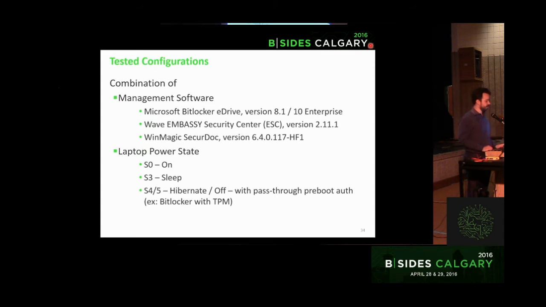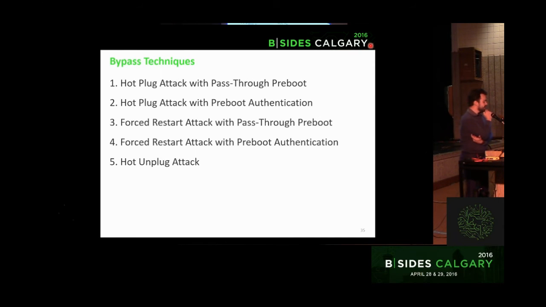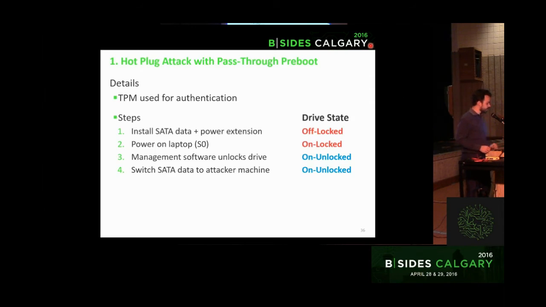And I tested on a couple of configurations. So we're going to see five different scenarios of attacks that can be used to bypass these drives, depending on the state in which the drive is and how far you want to push that machine or how far you want to push that drive. Okay, so the hot plug attack, in the case where you have pass-through pre-boot. What does pass-through pre-boot mean?